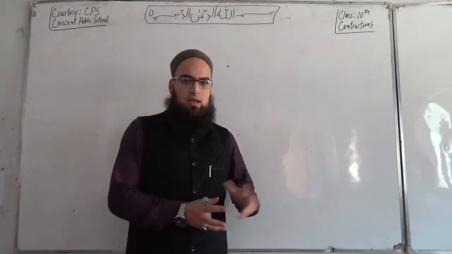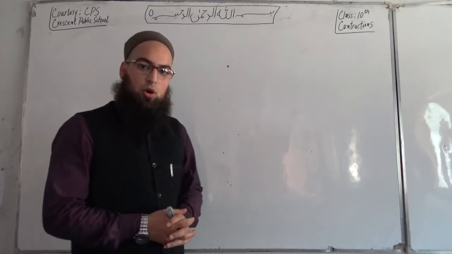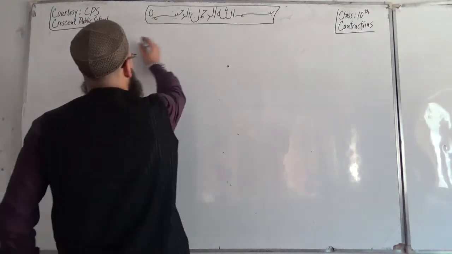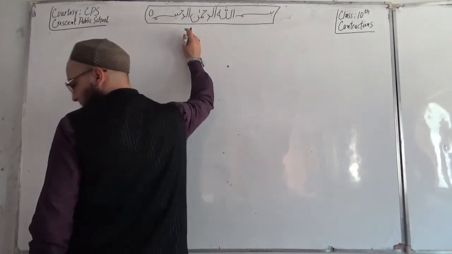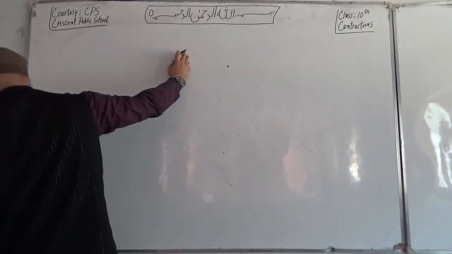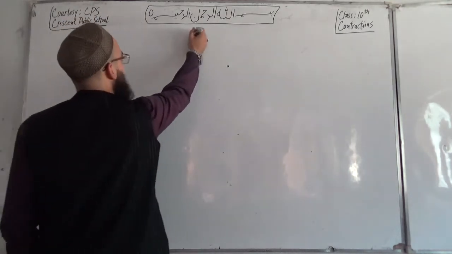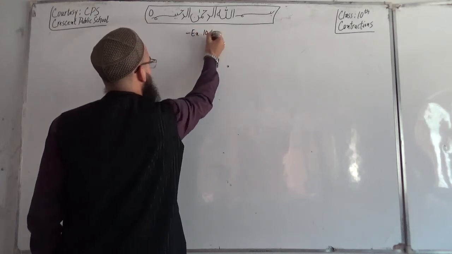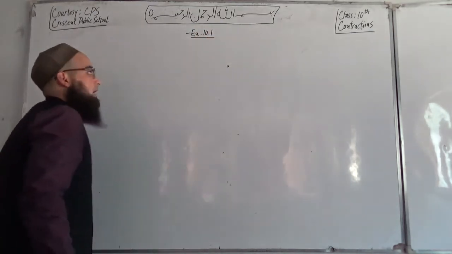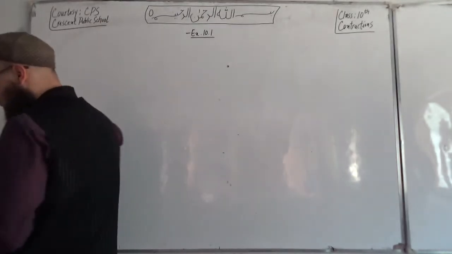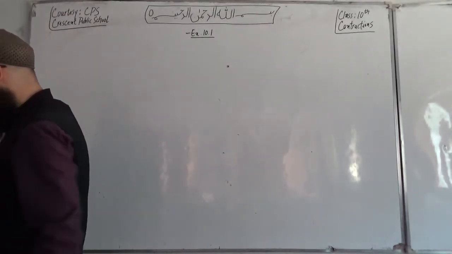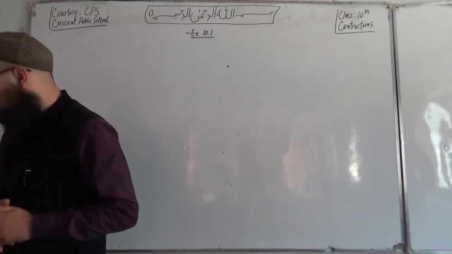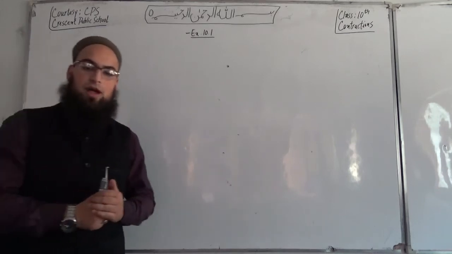Students, today we are starting another chapter of class 10th, that is constructions. Exercise, let us start exercise 10.1. Let me have the first question. Draw a line segment of length 7.6 centimeter and divide it in the ratio 5:8.